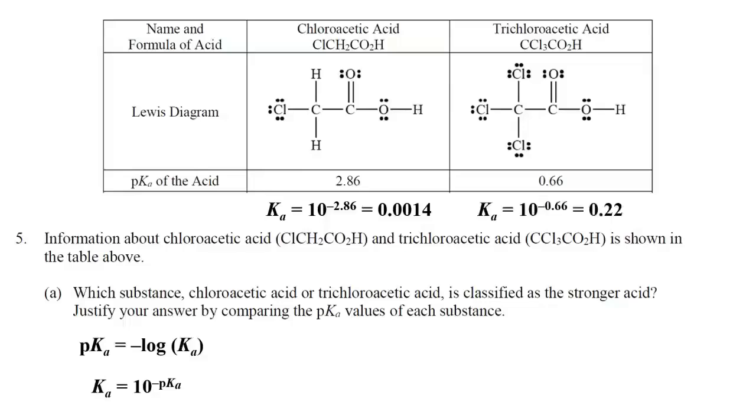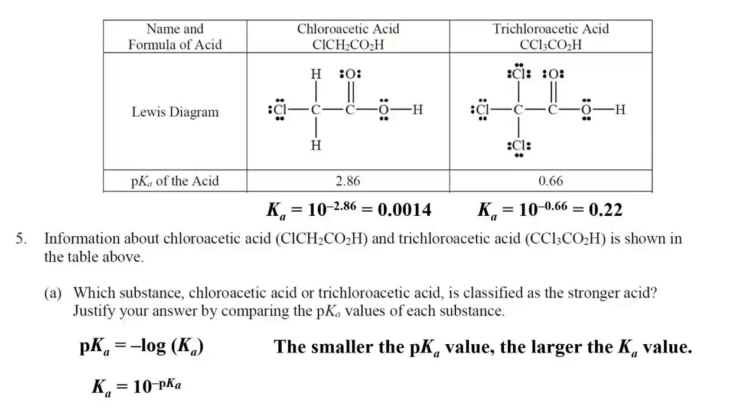10 to the minus 0.66, that will give you a value of 0.22. That is the Ka for trichloroacetic acid. So what you should know as a summary of this information is that in general, the smaller the pKa value is, the larger the Ka value is. So trichloroacetic acid has a larger Ka than chloroacetic acid. And the larger the Ka value is, the stronger the acid is.